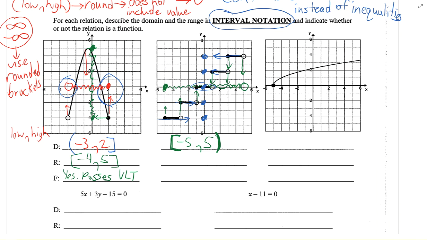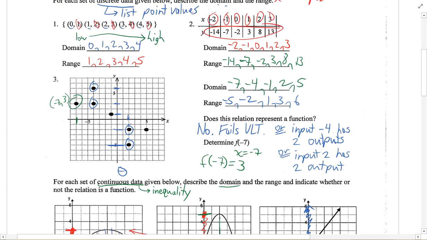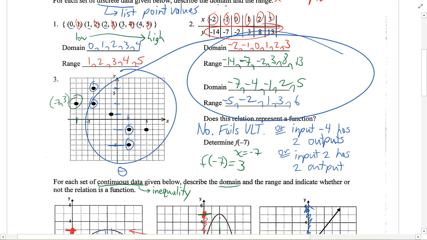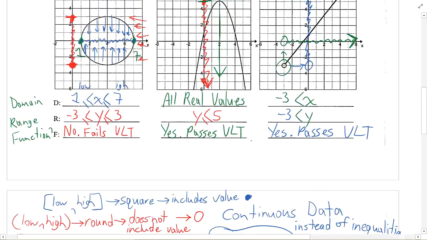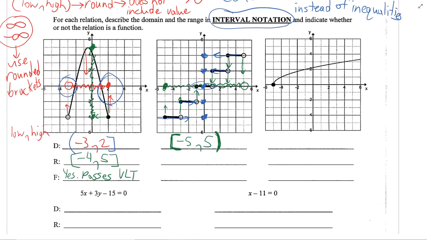What do we do with discrete data? Have a look. We just list the data points for discrete data. So for this one now, I have to list my y value data points. So that will be a -4, a -2, a value of 0, a value of 2, and a value of +4. Nowhere does it overlap the vertical line, so yes, it's a function because it passes the VLT.